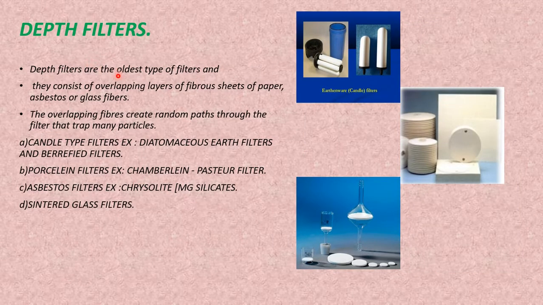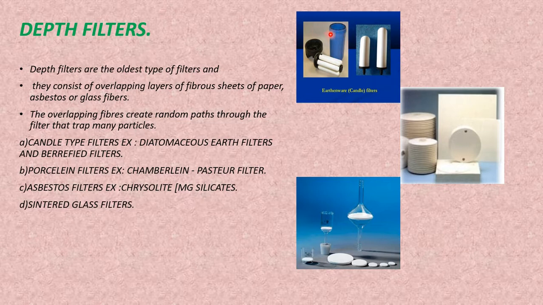So what are these depth filters? These are one of the oldest types of filters. They consist of overlapping layers of fibrous sheets of paper, asbestos, or glass fibers. The overlapping fibers create random paths through the filter that trap many particles. These depth filters are made up of diatomaceous earth, unglazed porcelain materials, asbestos, and other similar materials.